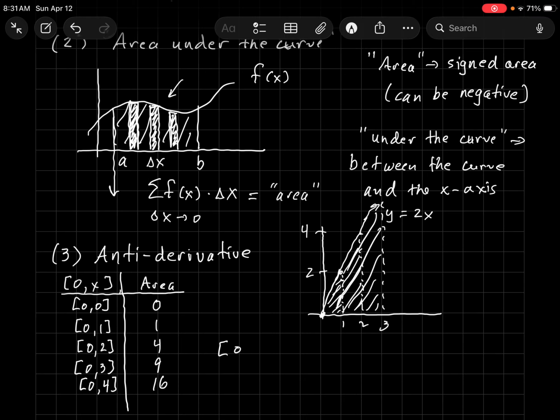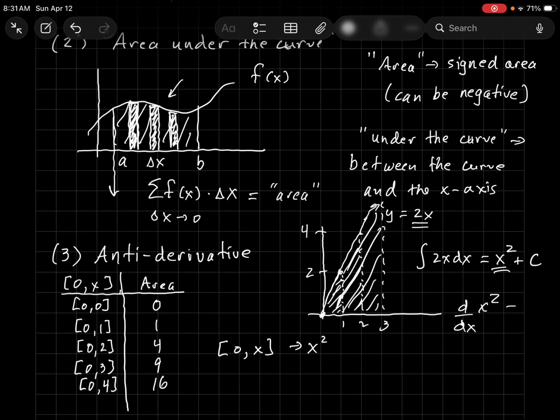So what is the area on the interval 0 to x? By pattern, we see that the area is x squared. So the area under 2x dx is x squared. Now I did a definite integral, but later on we're going to put a plus c. But just for now, I'm just trying to convince you that, at least in this example, the area beneath a curve gives the antiderivative, because the derivative of x squared is 2x.